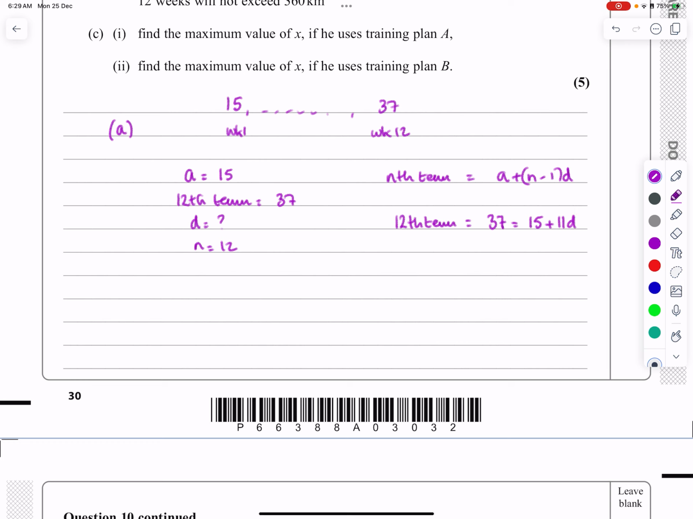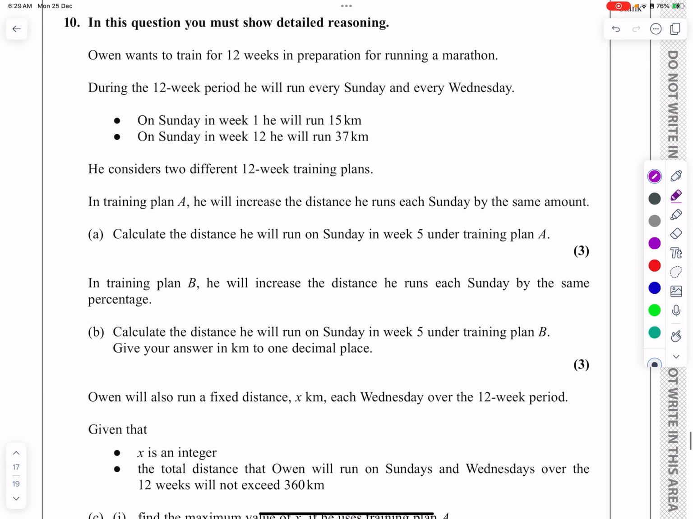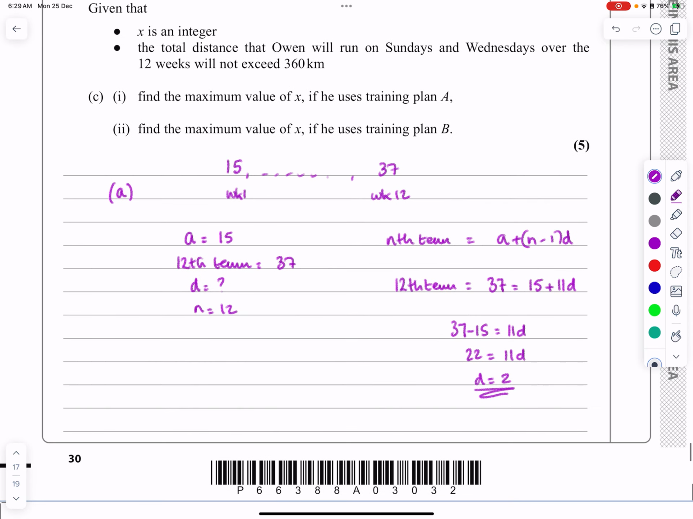Oh, that's easy. So out of some really quite complicated modelling part to it, the rest of it then should work out to be nice and easy here. So 37 take away 15 is equal to 11D, 22 is 11, oh, that's an absolute relief. Okay, D works out to be equal to 2 each time. Yeah, well, I'm hoping I haven't made any mistakes with that. What was the question asking me? The question was saying, how far does he run in week 5? So in week 5, if we're going through here, week 5 will just be the 5th week.